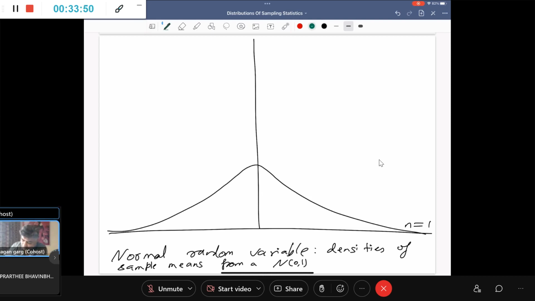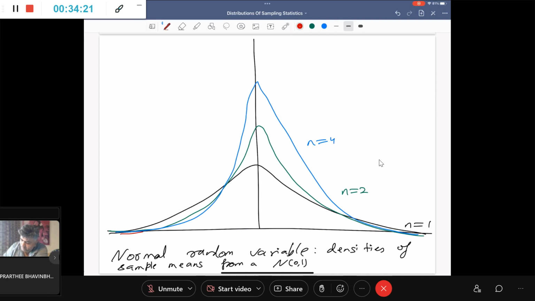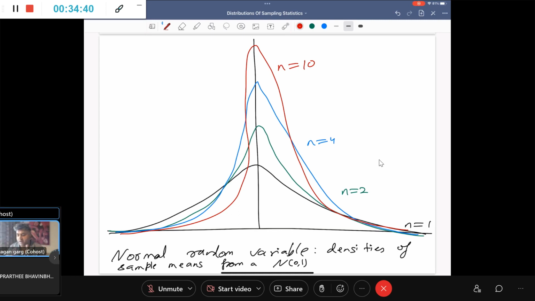But if you were to take n equal to 2, it'll look like, my drawing is not so good, but let me just try. It'll basically be narrower and higher. This is for n equal to 2. And let's say we do it for n equal to 4, then n equal to 10. What we're trying to show here is that as you keep increasing the sample size, the density function becomes narrower and narrower. The distribution becomes closer and closer to the mean value. So the variance is going down as the value of n, the sample size, is increasing.